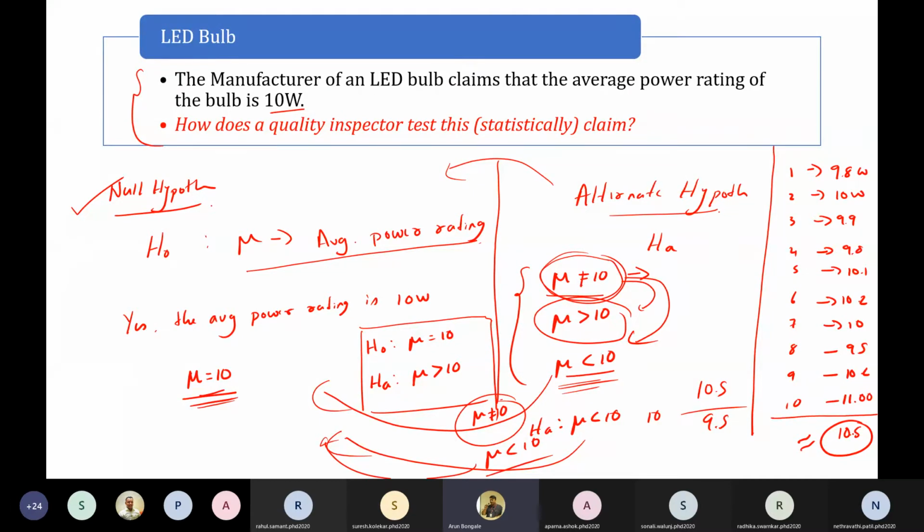Likewise, every hypothesis statement should be carefully analyzed. Formation of the null hypothesis is very simple because it always has an equality sign in it. The complexity comes when you define the alternate hypothesis. If it is 10 watts or below 10 watts, it is acceptable. It is rejected only if it is greater than 10 watts. That is what the alternate hypothesis should indicate.